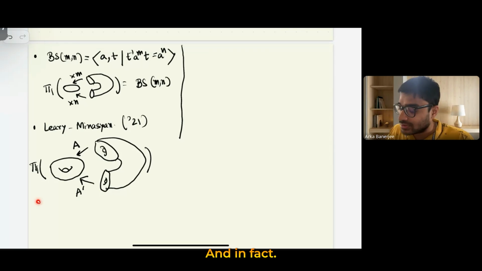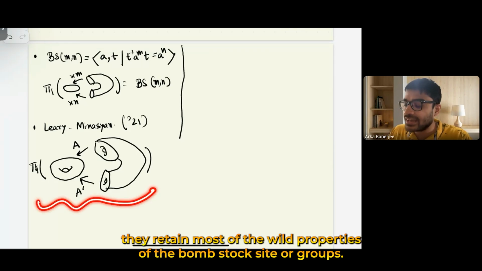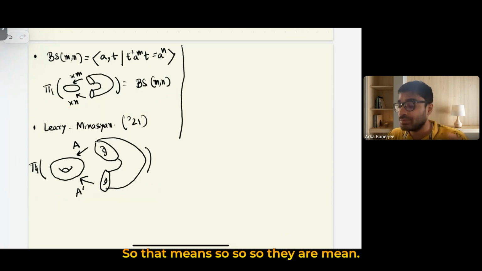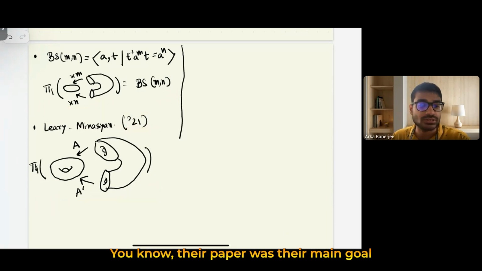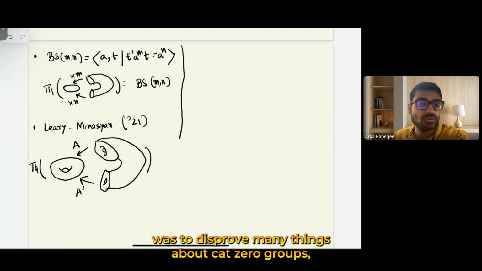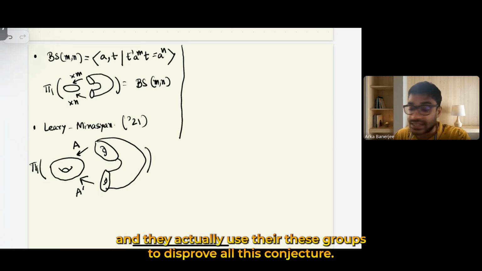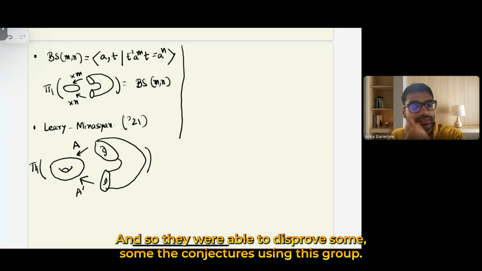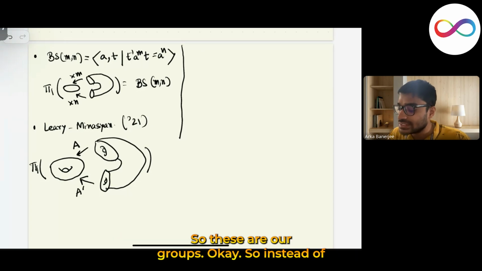And in fact, not only CAT(0), they retain most of the wild properties of the Baumslag-Solitar groups. Their main goal in the paper was to disprove many things about CAT(0) groups, and they actually used these groups to disprove those conjectures. These are CAT(0) groups, but they have all the wild properties of Baumslag-Solitar groups, and so they were able to disprove some of the conjectures using this group. So these are our groups.